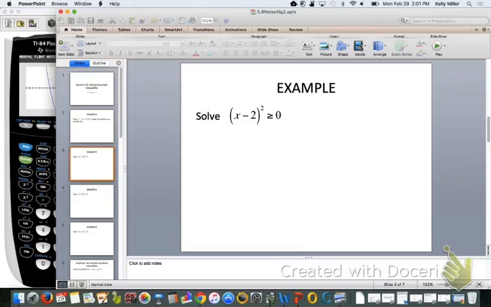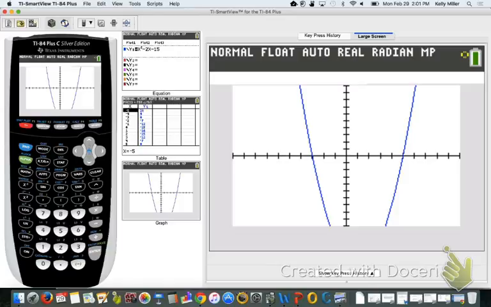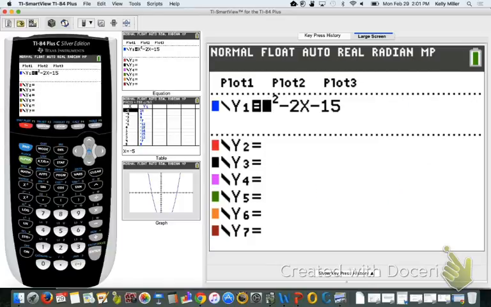And look at how cool our calculators can be. Go back to your y equals screen. We're not even going to change what it is that we're typing in there. So does everybody still have x squared minus 2x minus 15? Yeah. So now what I want you to do is move your cursor, using the left arrow, to the left side of your y1.